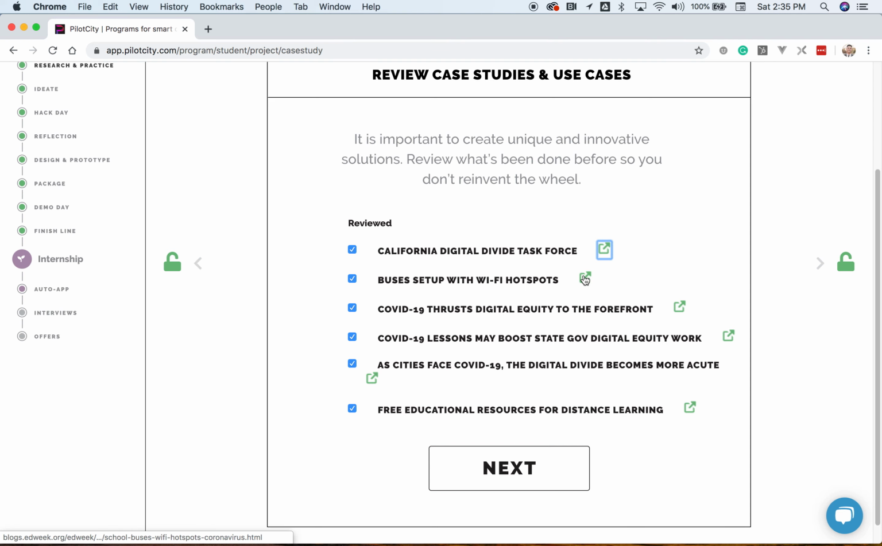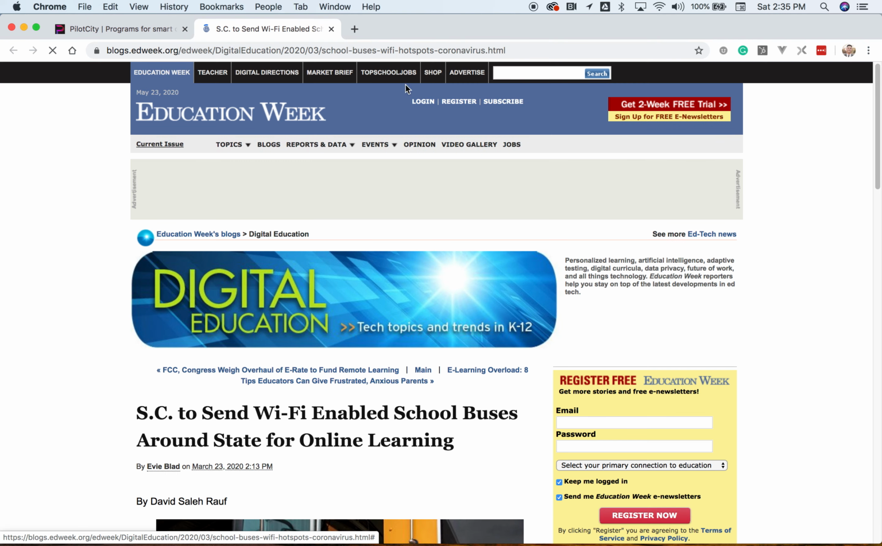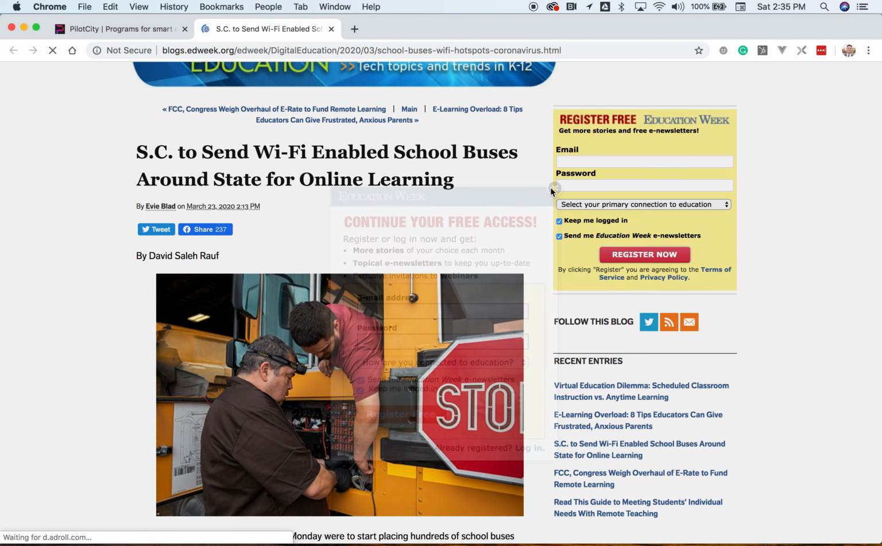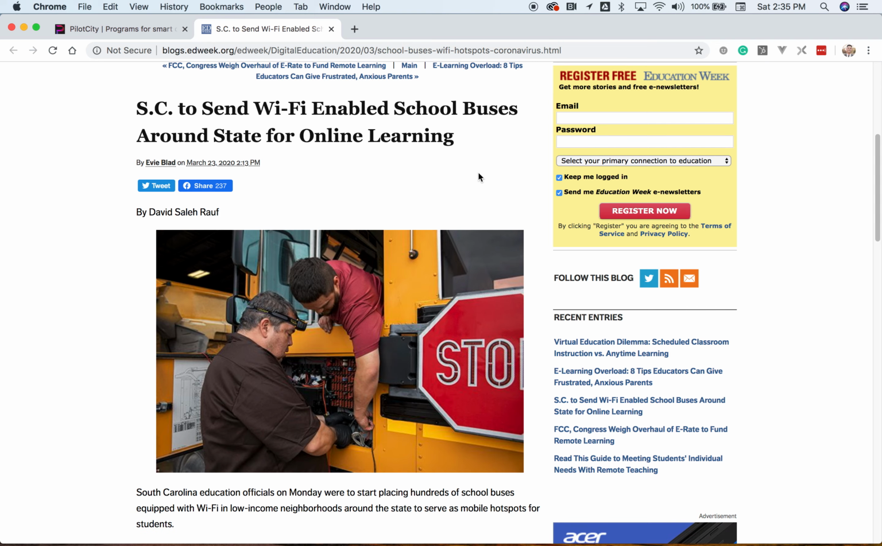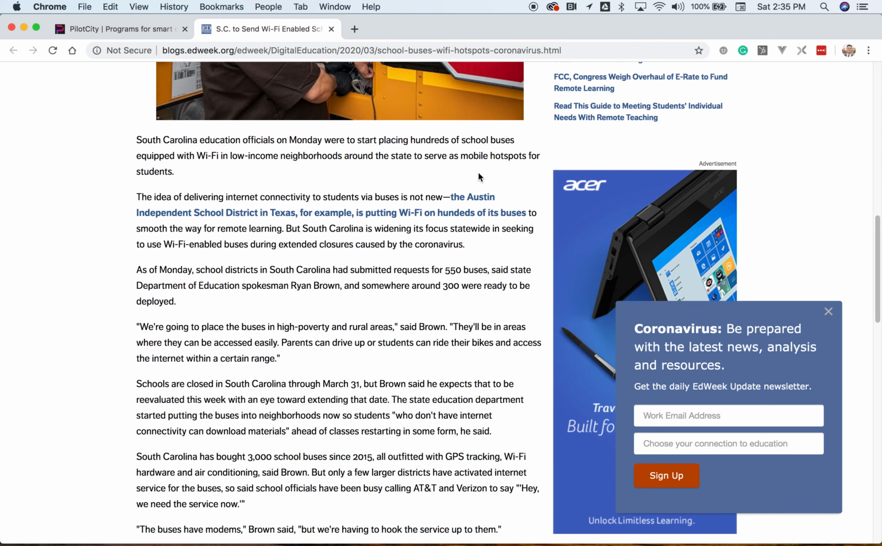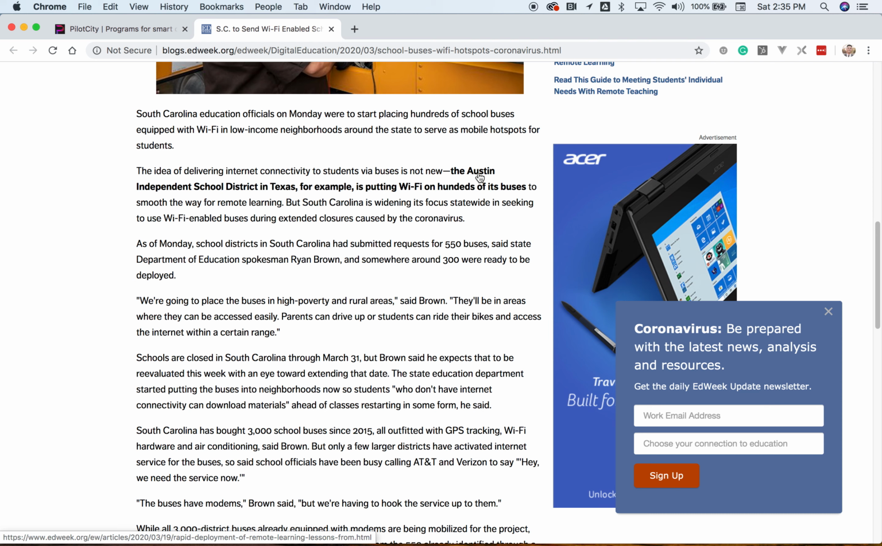Another one is buses set up with Wi-Fi hotspots. So this is a very specific scenario where South Carolina, the state, sent Wi-Fi enabled school buses around the state for online learning. So if students can't get access to internet at home, well, we got to deploy some level of public Wi-Fi so students actually have access to internet to do their homework at home. So this is a very specific case study, right? Which is basically buses with hotspots going around the state and getting students online to do homework, right?